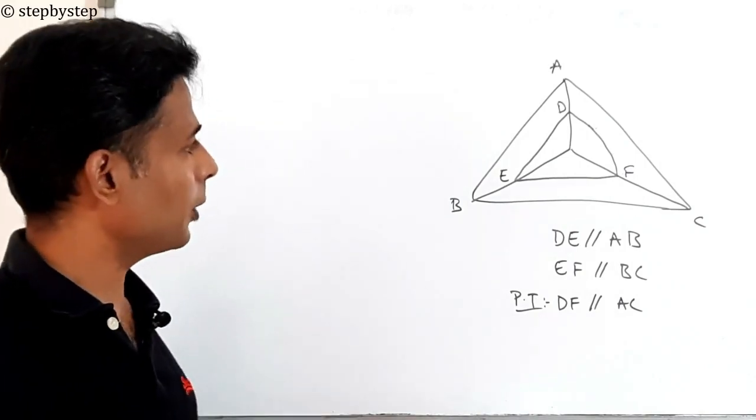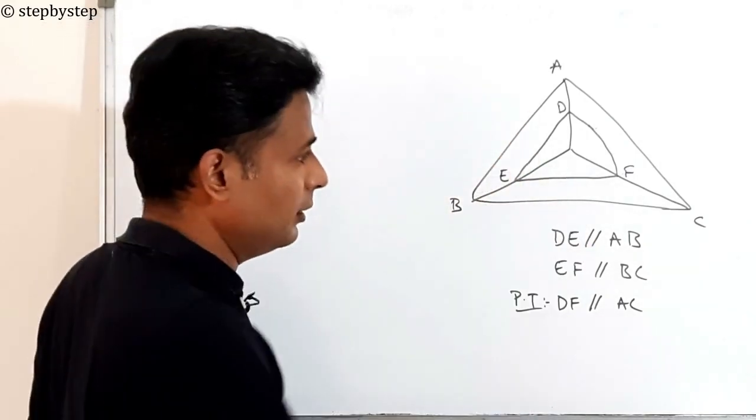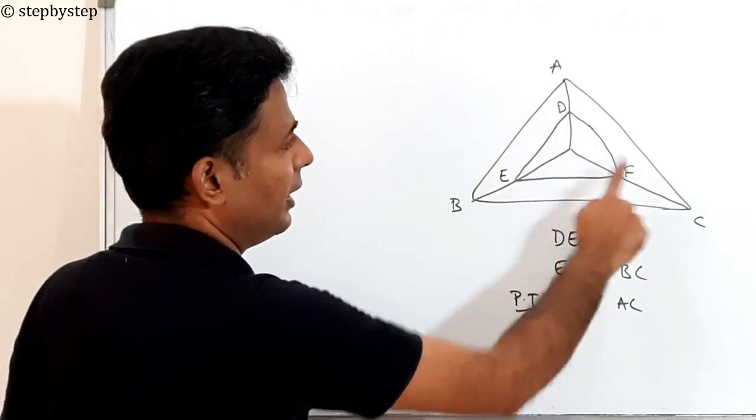Alright guys, one more problem we'll solve. They have given this figure. The A, B, C, E, D, F are marked.